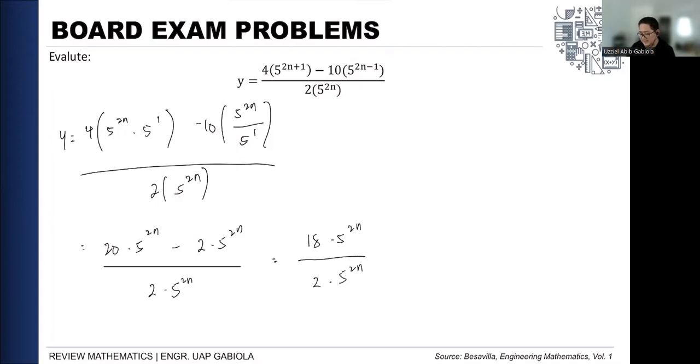So pwede mo nang cancel out yung 5^2n. So ibig sabihin, y natin is equals to 8. So this will be our final answer. Okay? Sir, hindi po ba 9? 9 nga. Mali lang yung sulat. Ano ba yan? Sinusuri ko lang kung nakikinig talaga kayo. Ayan. So 9. Yes, 9. Sorry. Ayan, 9.